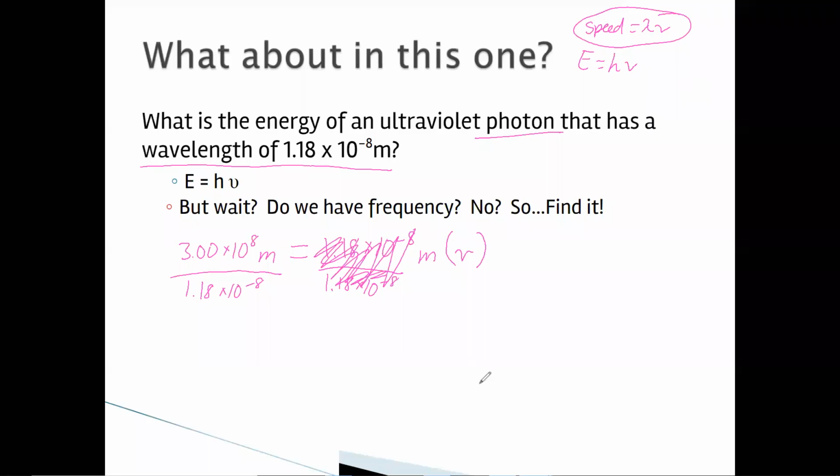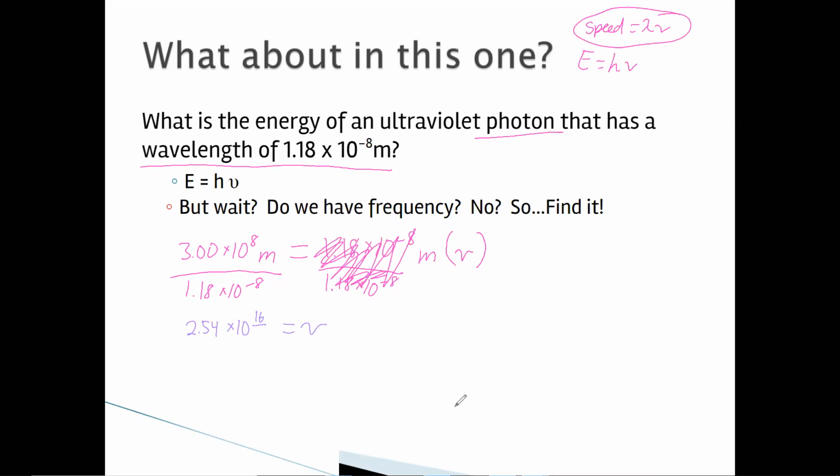Okay, so if we do this on a calculator, you could once again either plug this in or you could do the trick I taught you. So if you divide 3 by 1.18, you get 2.54. And again, make sure that you stick with the amount of sig figs you need, which in this case is 3. Then we have times 10 to the something. 8 minus negative 8 is 16. So that's going to be our frequency.